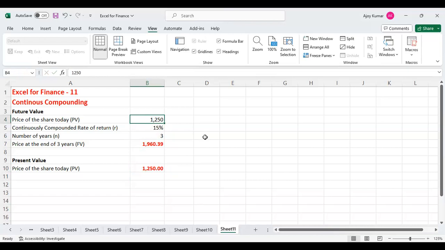So there is no other direct formula like FV or PV in Excel. Here we have to use the formula equation itself. Unlike in other cases, where we have seen there is an FV function and a PV function, here your FV and PV functions will not work. We have to type the formula, which is PV into EXP to the power of r into n for future value, and future value into EXP to the power of minus r into n for calculation of present value.